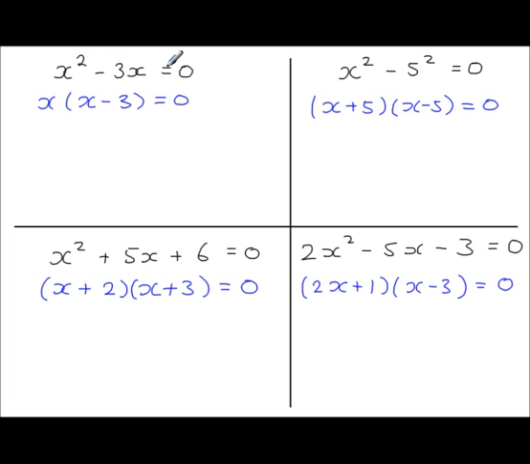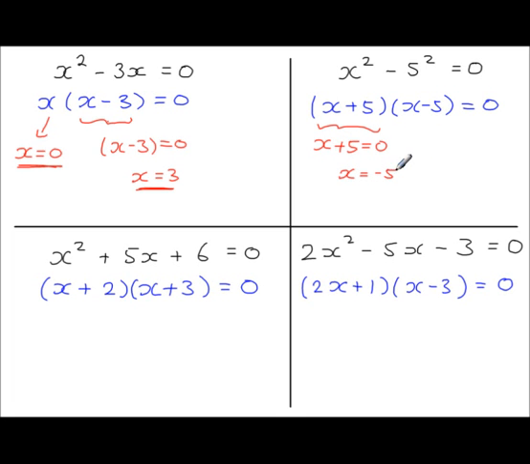So factorizing here, and then either x is equal to 0 there, or all of this, the x minus 3 is equal to 0, so x is equal to 3, so you have two solutions here. In this one here, you've got x plus 5, make that equal to 0, so that factor equal to 0, so x is equal to minus 5, and do the same with this one, x minus 5, make all of that factor equal to 0, so x is equal to 5. So we have two solutions there.